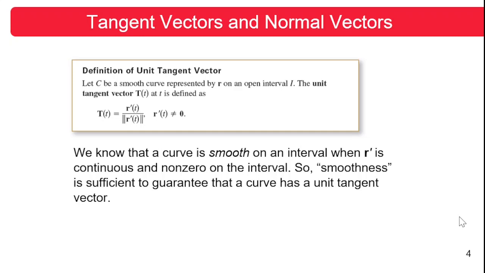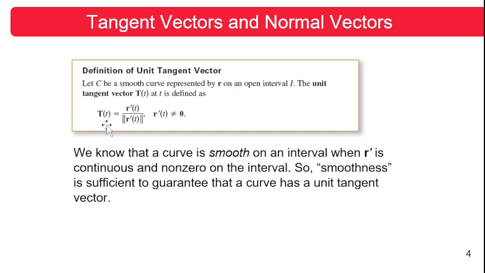Let C be a smooth curve represented by R on an open interval I. The unit tangent vector denoted by T of t at any time t is defined by this equation. T of t is R prime of t over the length of R prime of t, provided that R prime of t is not equal to 0.